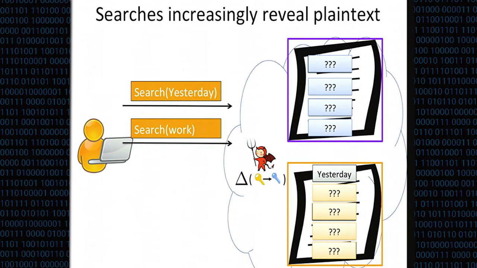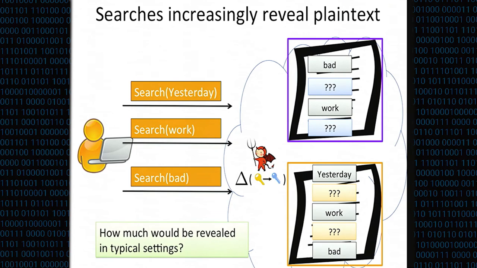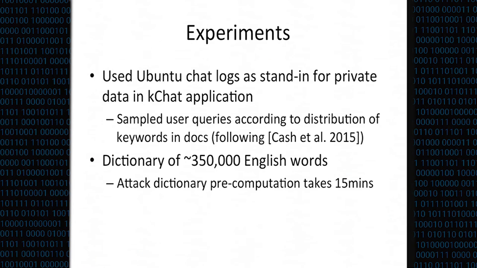And if the orange user searches this word "work" that appears in both documents, both the orange user's private document and the shared document, then because of the functionality of the scheme, the adversary will be able to tell that it appears in both documents. And then it could continue to search and keep revealing more plain text. So to assess how damaging this attack would be in typical settings, we decided to run some experiments.